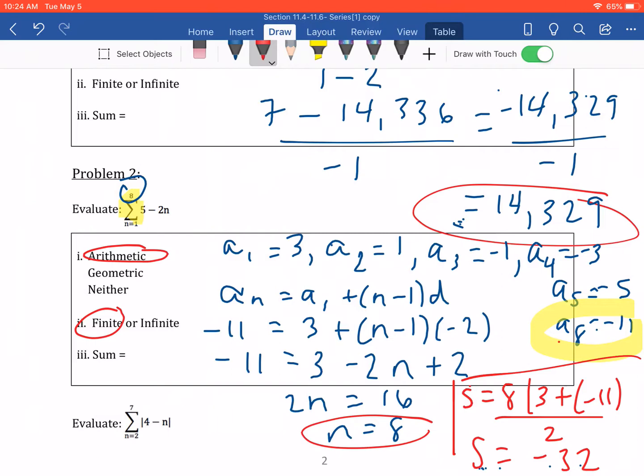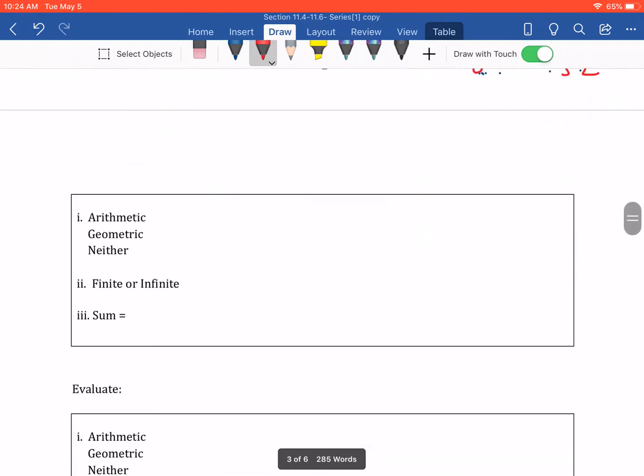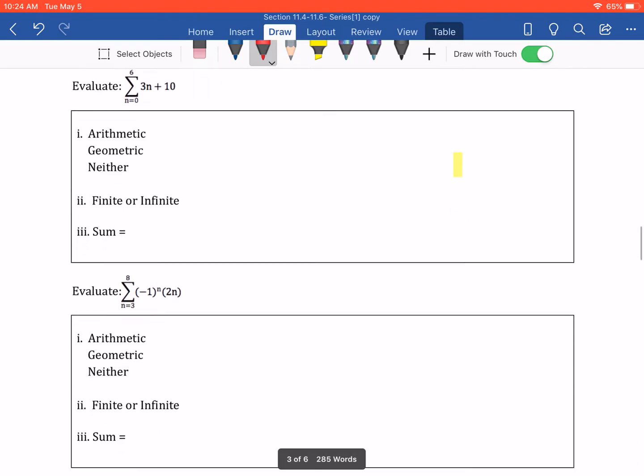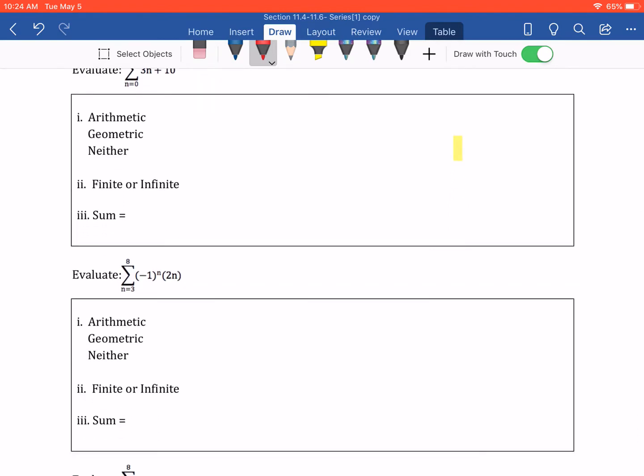Now, sometimes it may be a neither. That means if there is no ratio and it's not an arithmetic sequence, all you do is add those values. And so we're going to look at one example of those together. So let's go ahead and move to the next page, and we are going to look at this problem where we have, again, 8 total, n equals 3, and we have negative 1 to the n times 2n.